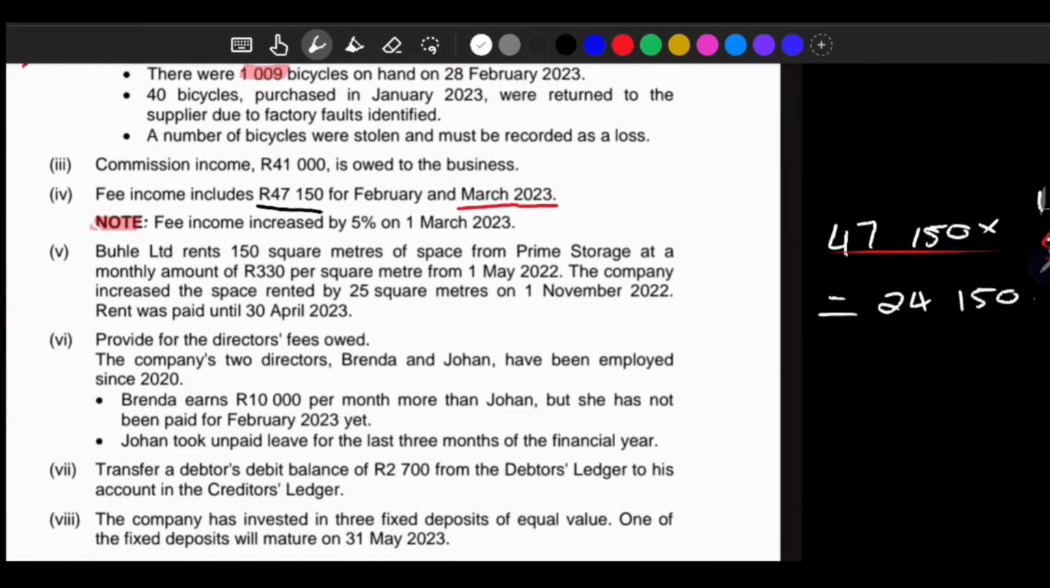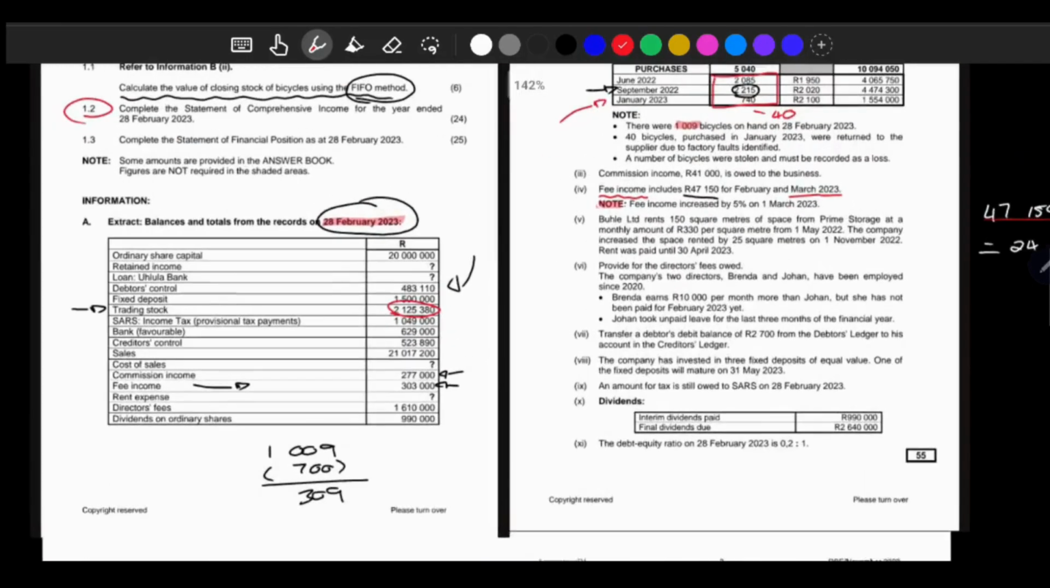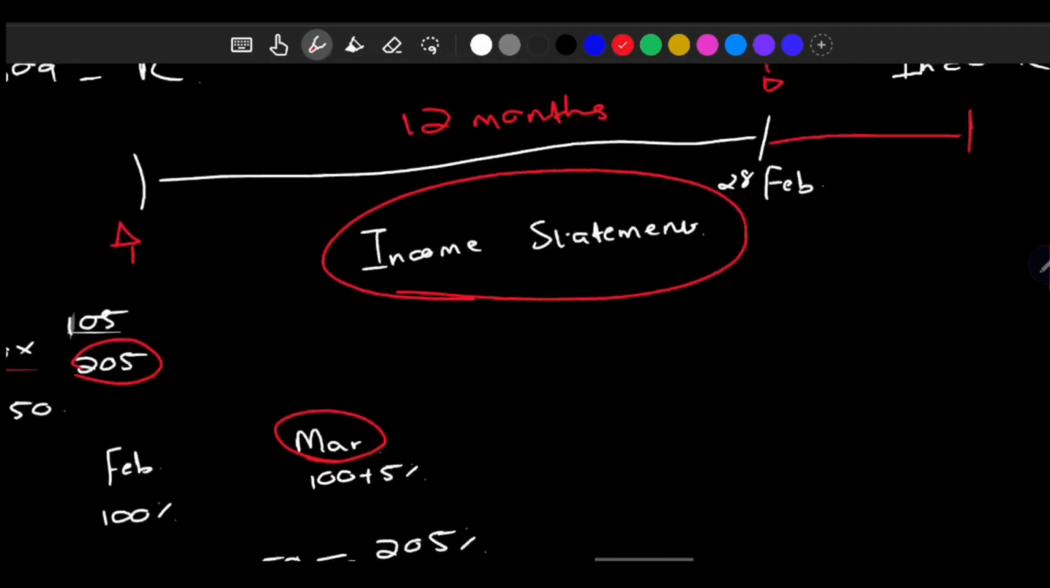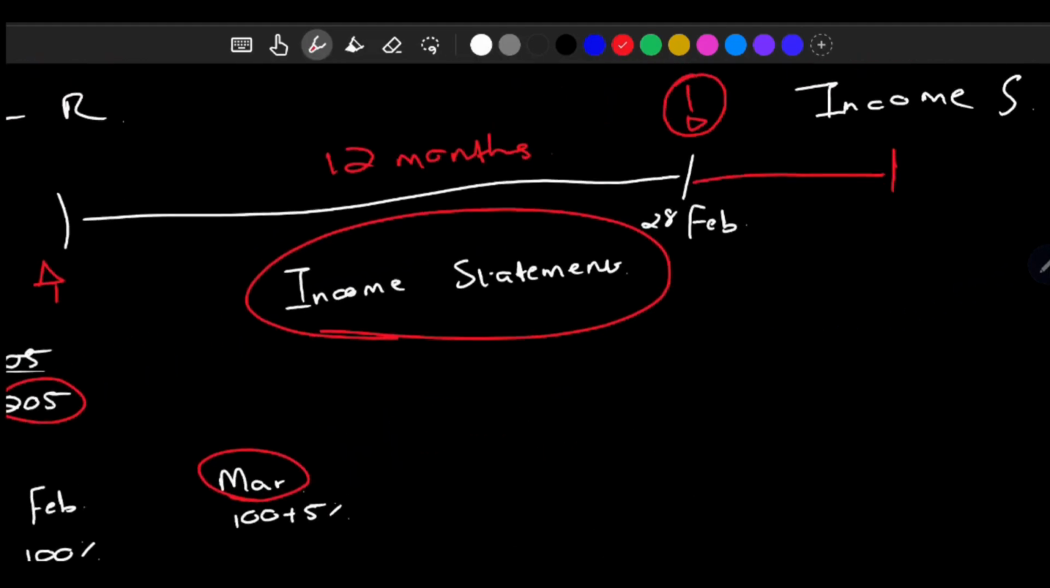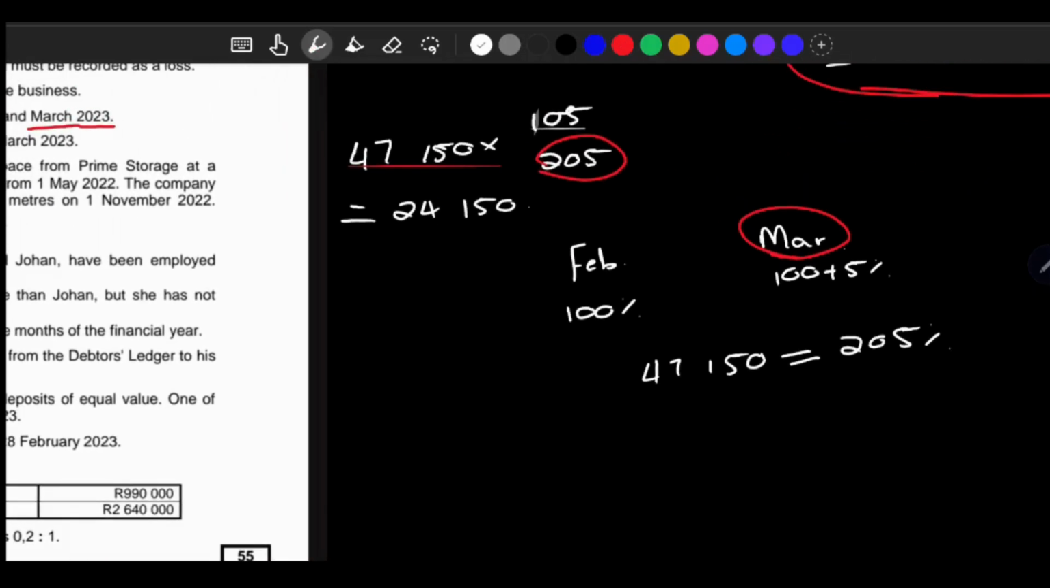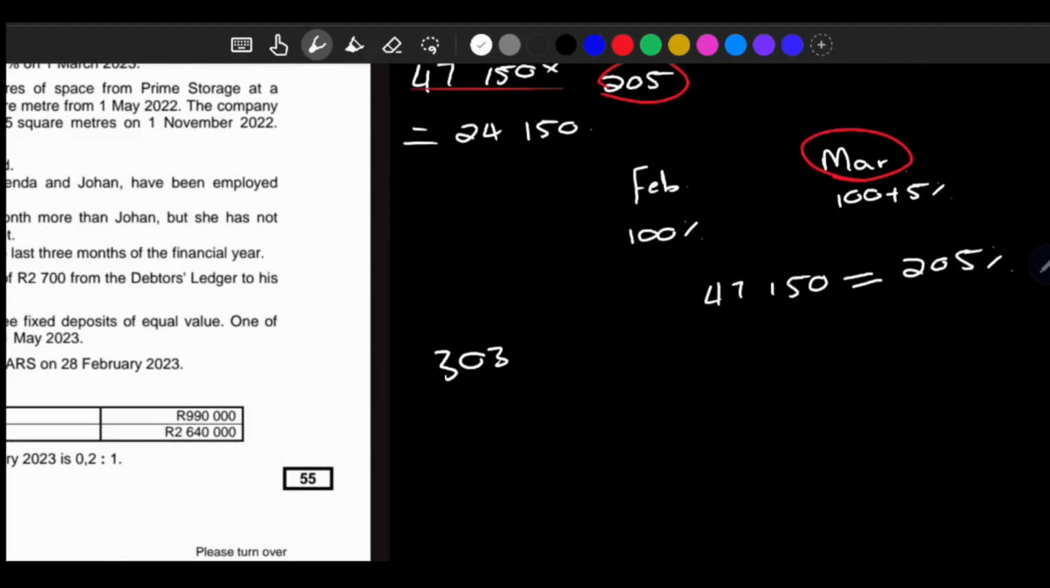Apologies for that, right? So this amount is included in the income fee amount, right? I think I said it was not included. So it is included in the 303,000. Okay, sorry. It is included in the 303,000, right? So what we want to do is we want to have what is supposed to be included in the income statement up until 28 February. That means that we're going to say 303,000 minus the extra month that we received, sorry, which is 24,150.